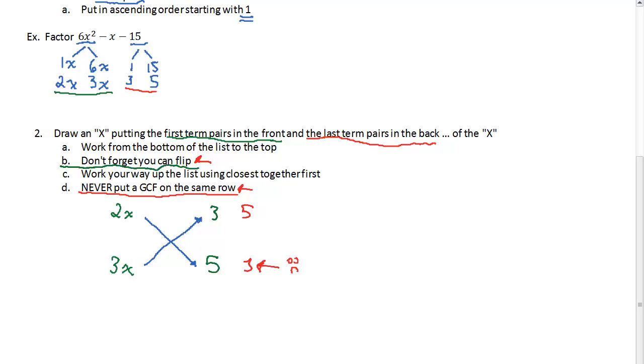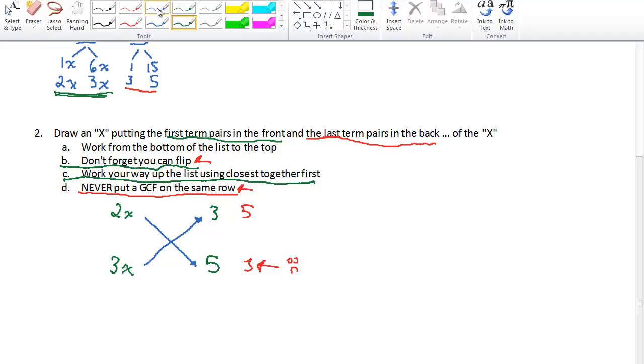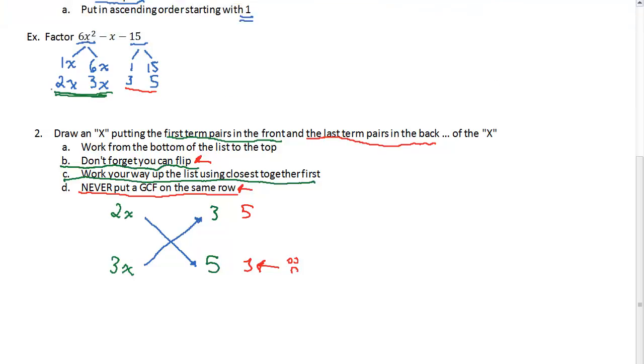And then, of course, I always want to make sure that I work my way up the list using the closest together first. So if for some reason the 2 and 3 and 3 and 5 didn't work, what I would do is head up the list and say, which is closest together, 1 and 6 or 1 and 15? And of course 1 and 6 is closest together, so this would be my next choice to plug in. Alright, and so now we're ready for step 3.